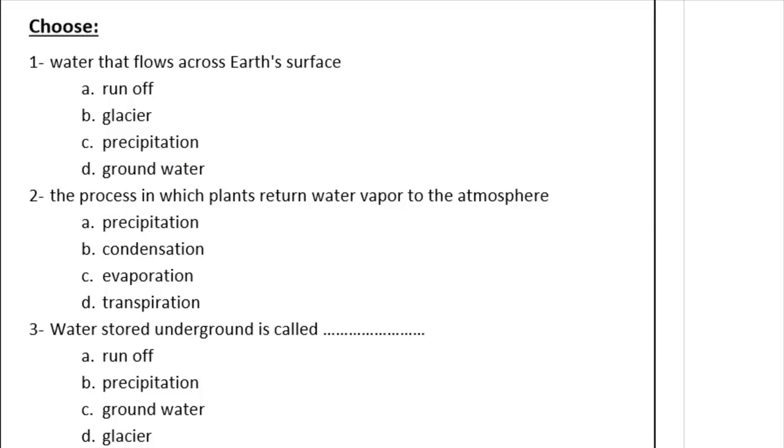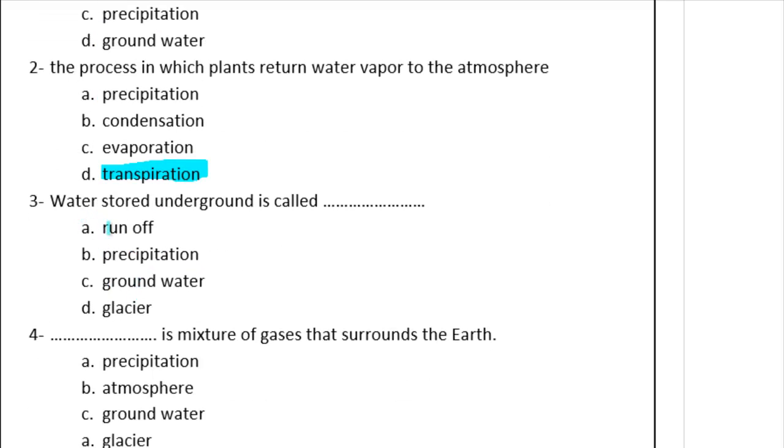After that, it shows number 1, water that flows across Earth's surface. This is called runoff. The process in which plants return water vapor to the atmosphere. This is called transpiration.